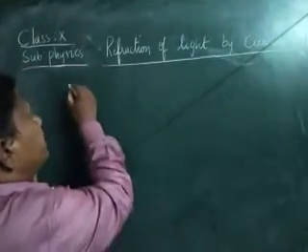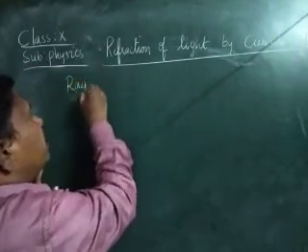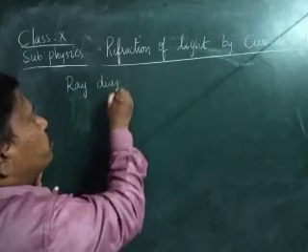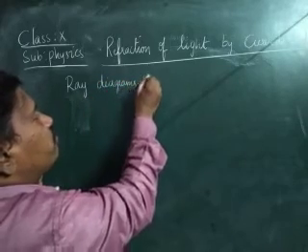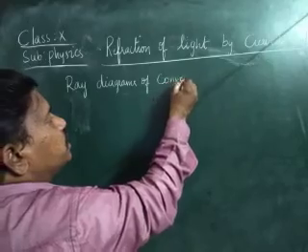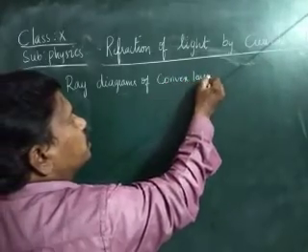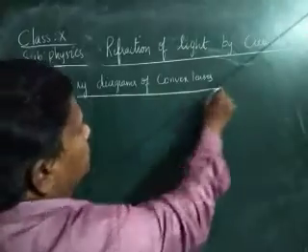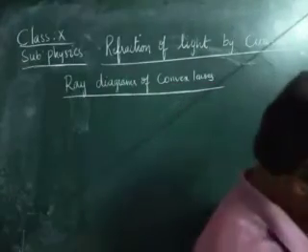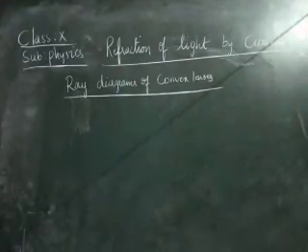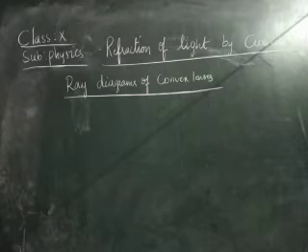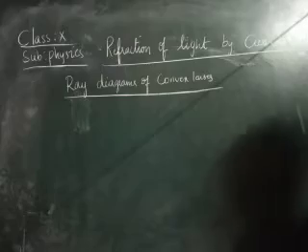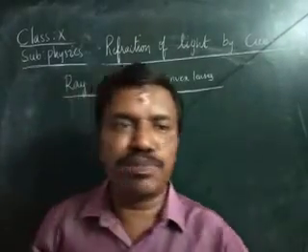First we will be learning about the ray diagrams of convex lenses. As we learned first in the mirrors, we learned about the concave mirrors. Why? Because in the concave mirror 6 positions are there, children. What are the 6 positions?